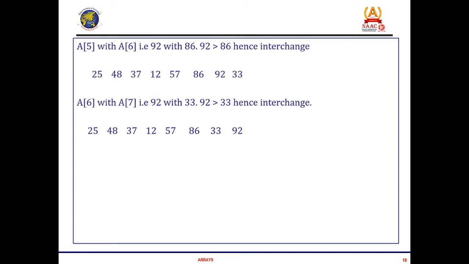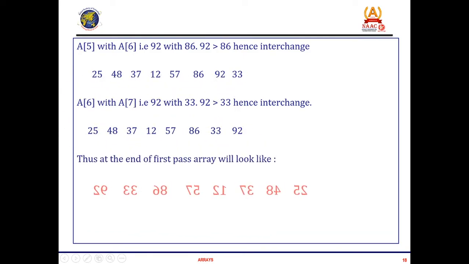Now what happens is, since no more comparison will take place, we draw the conclusion that we have come to the end of the first pass. And at the end of the first pass of the bubble sort algorithm of this particular example, we have the elements like this. Now what is the conclusion drawn? At the end of the first pass of the bubble sort algorithm, the largest element of the original unsorted array is in its proper position. You will see here 92 is in its proper position.